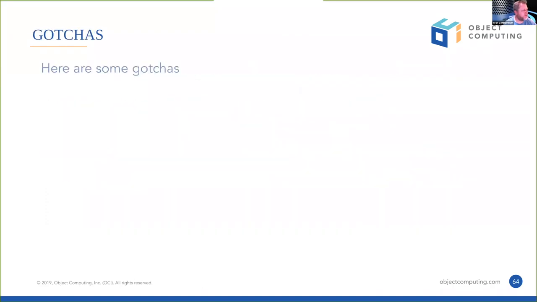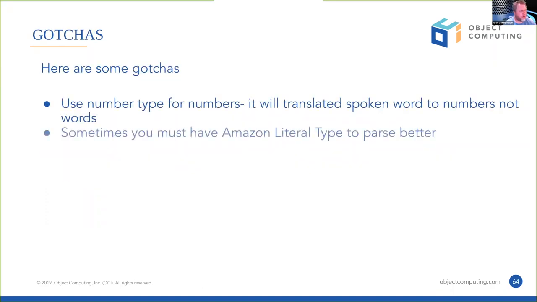Some gotchas that I found. Use the number type for numbers. If you don't use that and you have a number, what's going to happen is it's going to spell it out in whatever language they set it in. You could hack that together and say, oh, O-N-E means do something. But what happens when they say it in another language? It's totally not going to work. So make sure to use those types for numbers or addresses or whatever so that it's consistent.